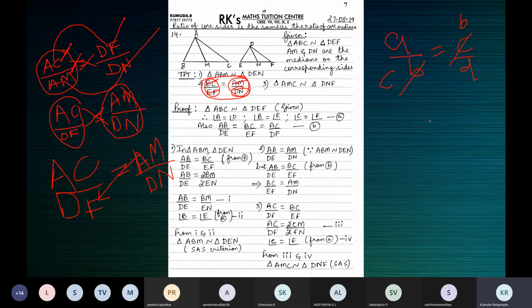This property is called alternando. Because when you cross multiply, you get the same thing. A into D is equal to B into C or C into B.